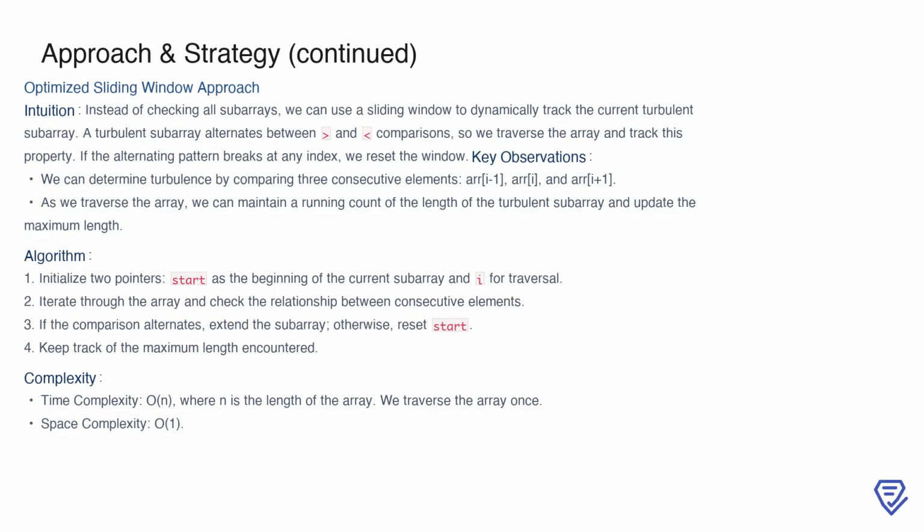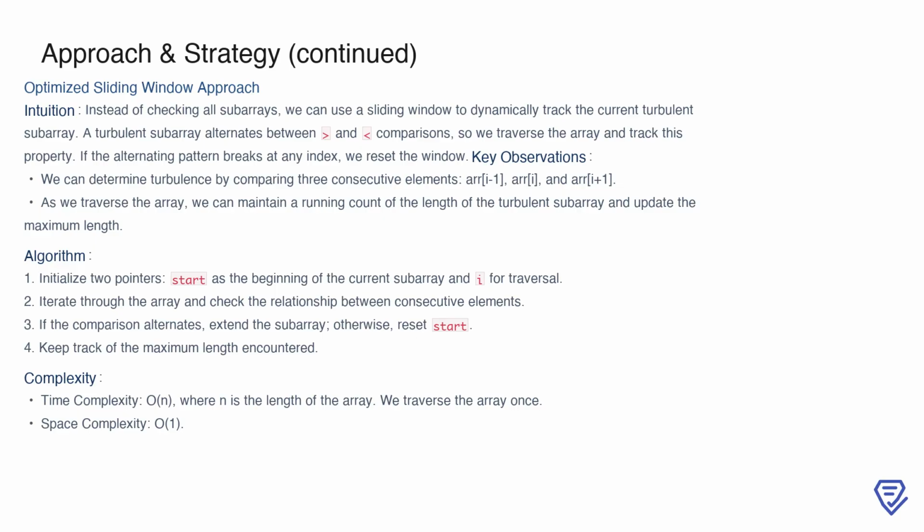By comparing three consecutive elements, we determine whether the current subarray maintains the alternating pattern. If the pattern breaks, we reset the window and start tracking a new subarray. This approach involves initializing two pointers, one to mark the start of the current subarray and another to traverse the array. If the alternating condition is satisfied, we extend the subarray, otherwise, we reset the start pointer. Throughout the traversal, we update the maximum length of any turbulent subarray encountered.